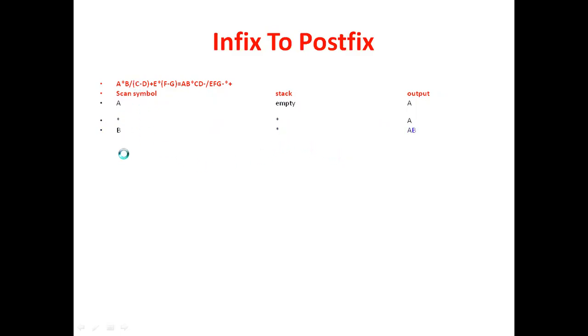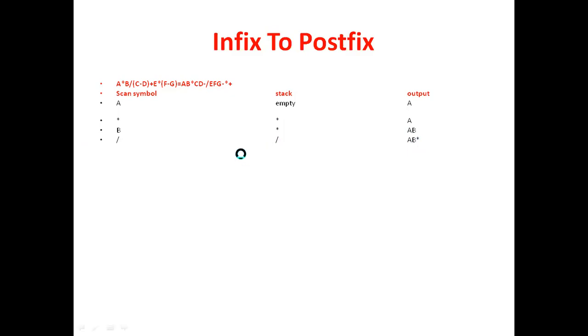Now division is our scan symbol. If you get division, check the topmost element of the stack, that is asterisk. Asterisk has higher or equal priority, so pop the stack and print it in the output, that is AB star. Then push our symbol division into the stack. That's why star is popped from the stack and printed in the output, and our operator division is inserted into the stack.